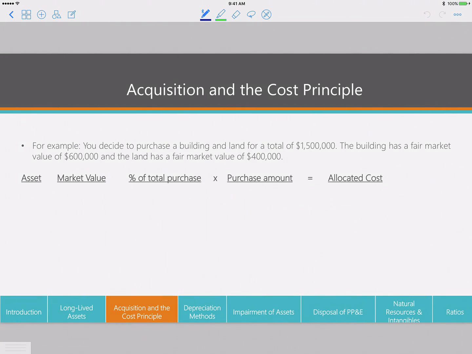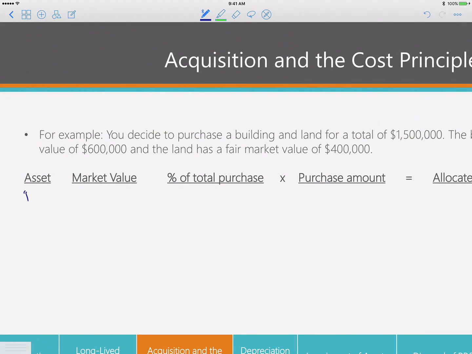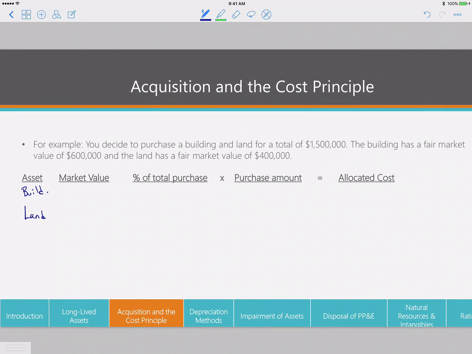You can actually use this table right here that's going to help you out on your exam problems. So for example, you decide to purchase a building and land for a total of $1,500,000. The building has a fair market value of $600,000 and the land has a fair market value of $400,000. So let's fill out the table together. The assets we've purchased are building and land.